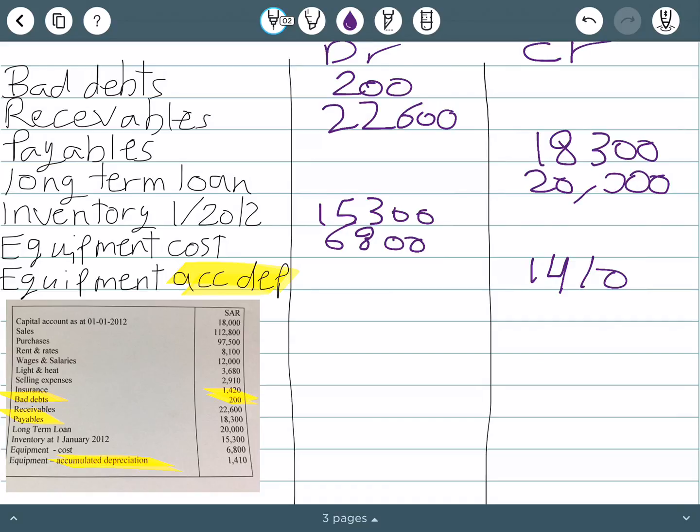And that's it. This is how you can prepare a trial balance. It's really easy.